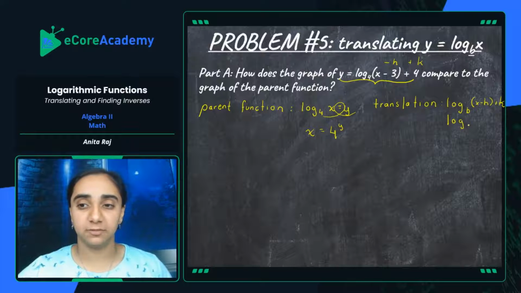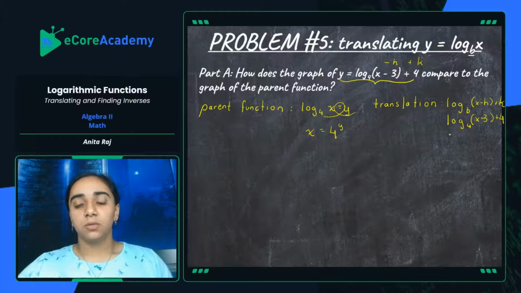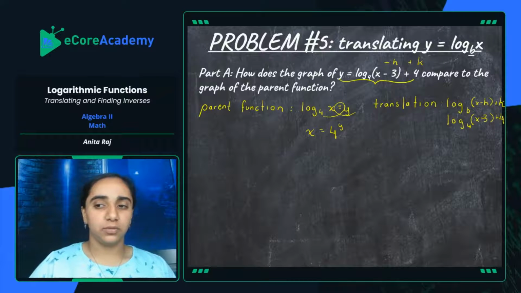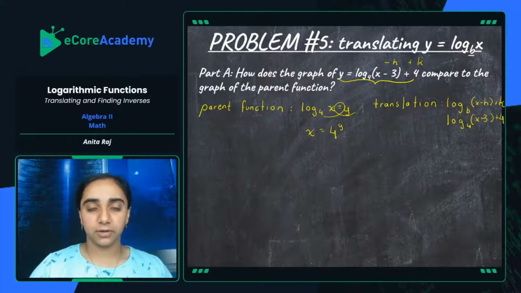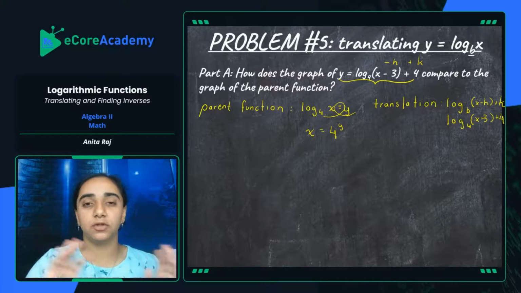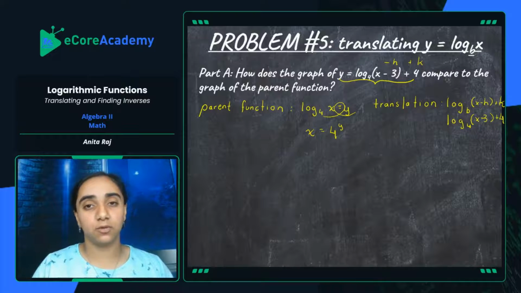Instead of base b, we have base 4 of x minus 3, instead of x minus h plus 4. So that's what we've been given in this problem. What do we decipher from this translation? Whatever's in the parentheses is going to tell us how we're going to move along the x-axis, so how we're going to move horizontally.